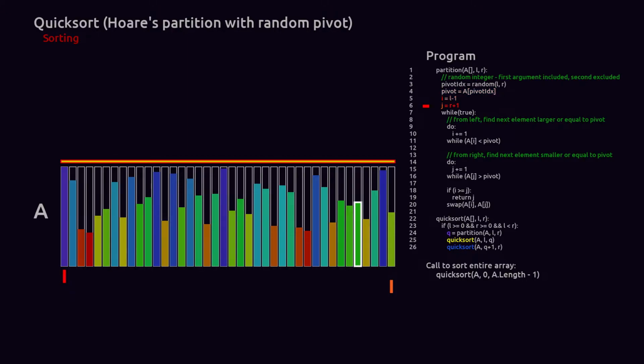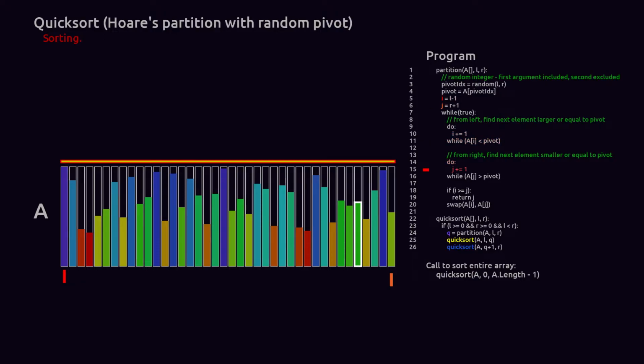Now we need to move elements around so that elements smaller than the pivot are on the left and larger ones are on the right. The pivot itself could end up on either side. We do this with two counters, i and j. i starts from the left and j from the right.